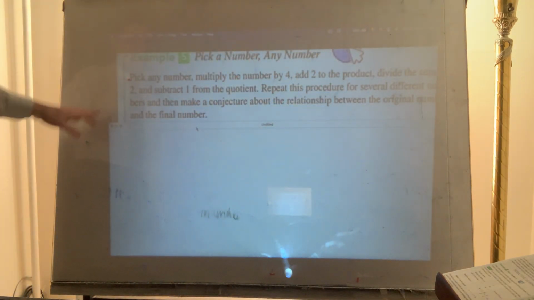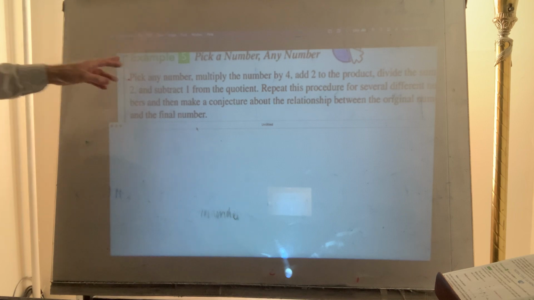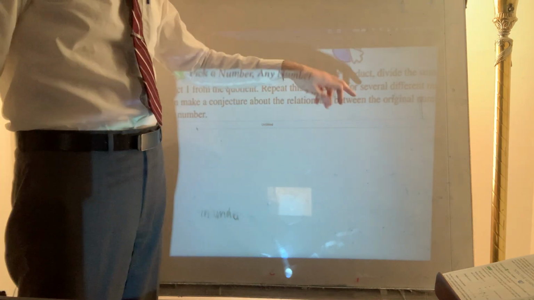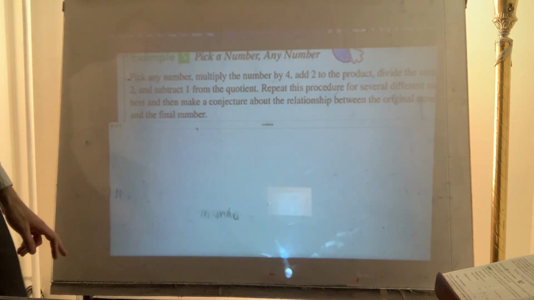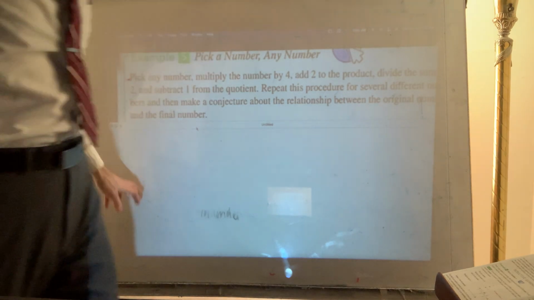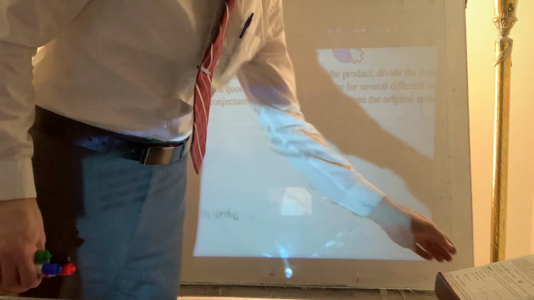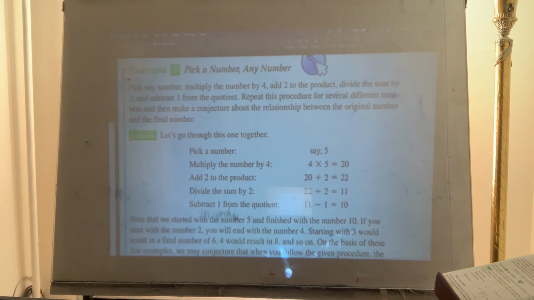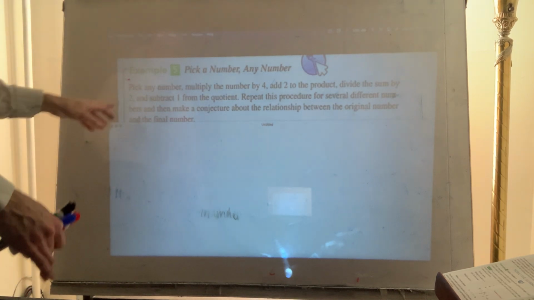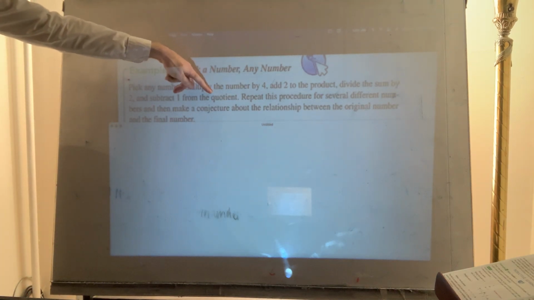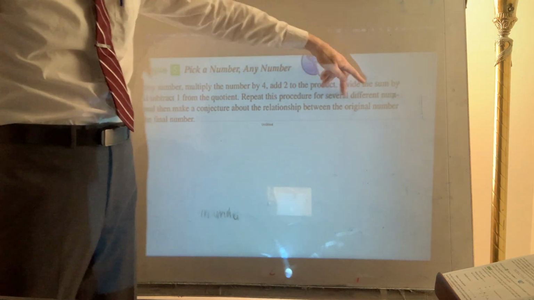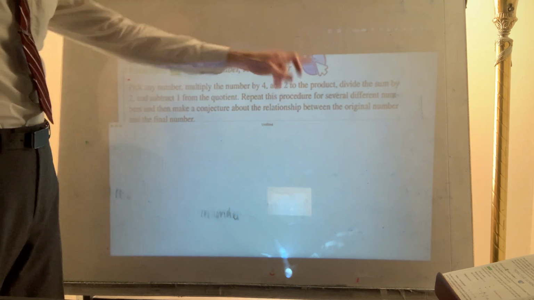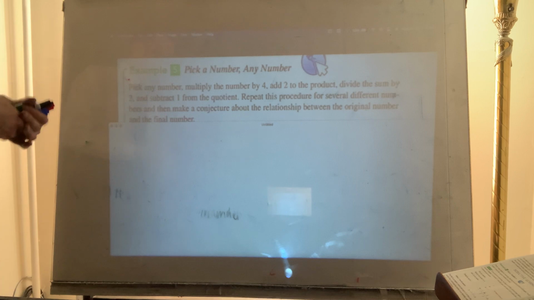Okay. Now, in this case, it again might be hard to see with the glare. Pick any number, multiply the number by 4, add 2 to the product, divide the sum. I think that might be cut off a little bit, is it? Yeah, it's not quite visible because I have it expanded, so let me just zoom out just a wee bit. There you go. Divide the sum by 2 and subtract 1 from the quotient. Repeat this procedure for several different numbers and then make a conjecture about the relationship between the original number and the final number.